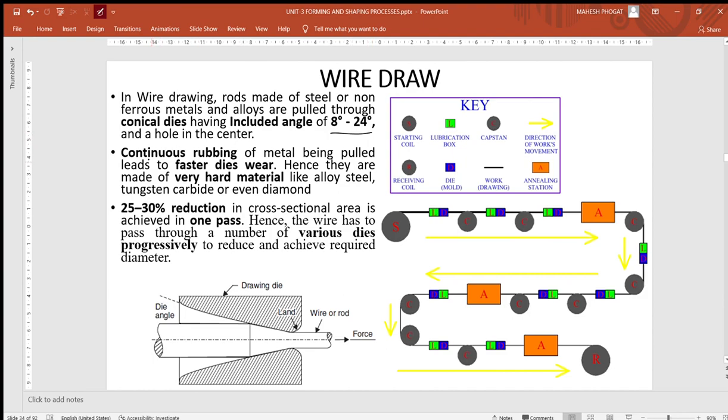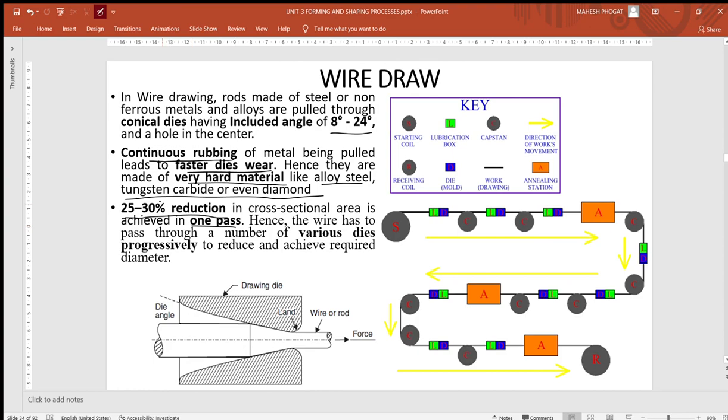Now there will be continuous rubbing because it is a continuous process, so your dies will wear out much faster. Different hard materials are used for die manufacturing. You can use alloy steel or tungsten carbide for manufacturing dies with an included angle of 8 to 24 degrees. There will be a 25 to 30% reduction in cross-sectional area in one pass.